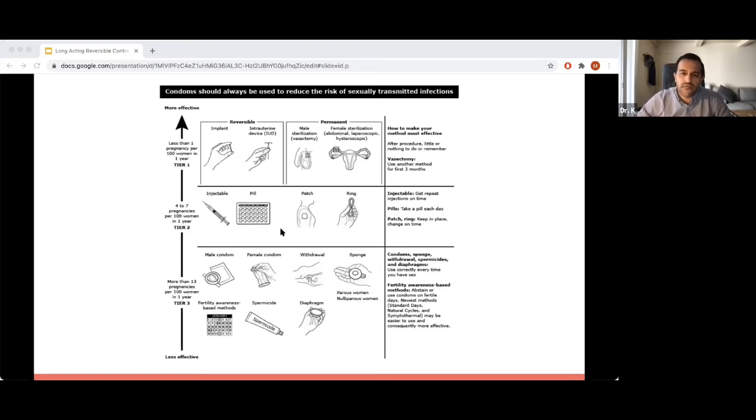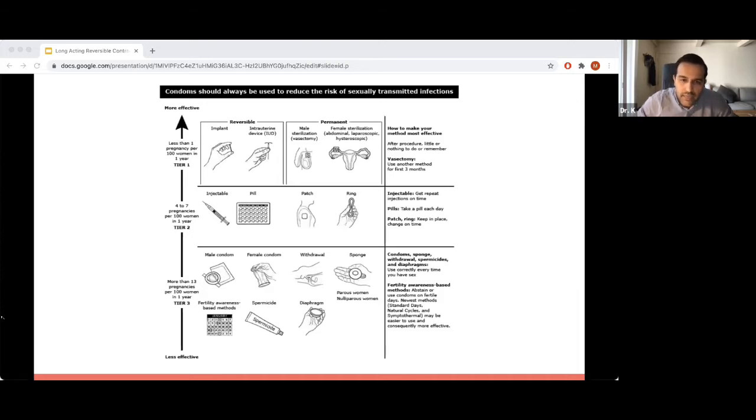Anywhere from 4 to 8 women out of 100 will get pregnant in a year if these methods are used perfectly. I like to tell people who are thinking about getting birth control how effective these different methods are, especially the fact that even if you're using these perfectly, you still have up to an 8% chance of getting pregnant. So I think putting that in context is important.